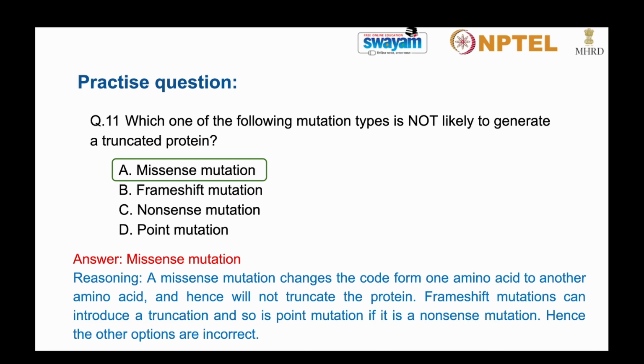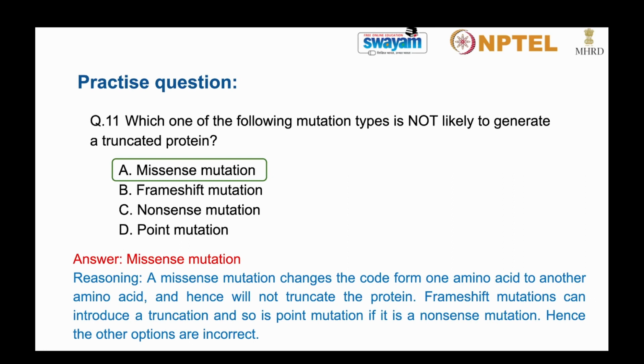But the option here is, out of them, which could never. Because in point mutation there are different categories as well. In point mutation there are three categories. Missense mutation is also one among the point mutations, right? So here they are asking which one you can say with 100% certainty.